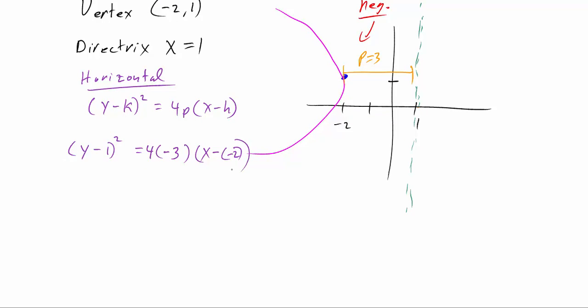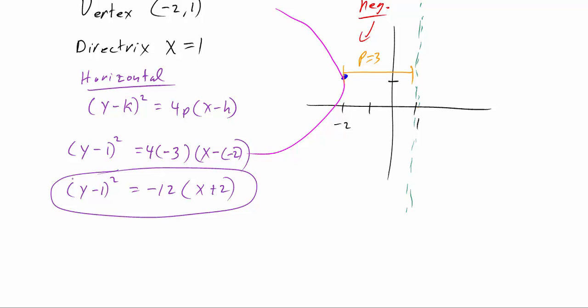And then all we have left to do now is simplify. So we could bring down the y minus 1 squared. 4 times negative 3 would be a negative 12. And x minus a negative 2 would become x plus 2. And there we have our equation.